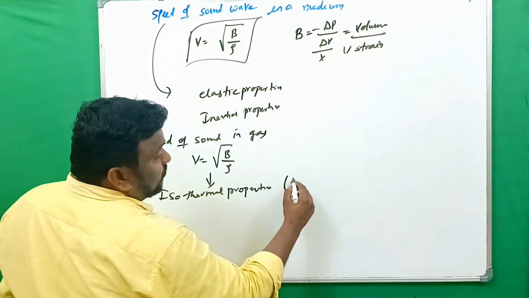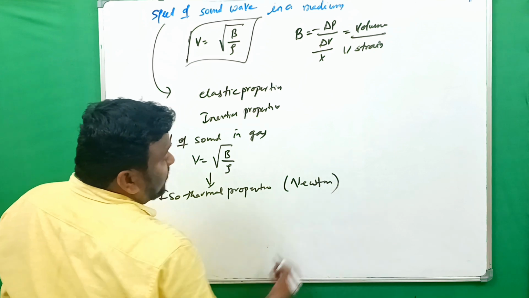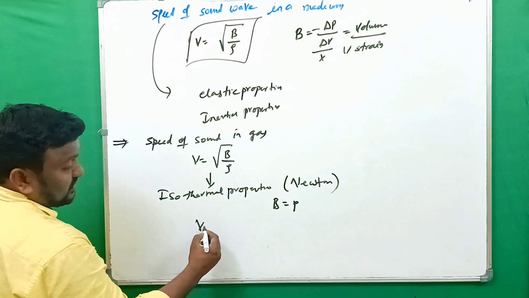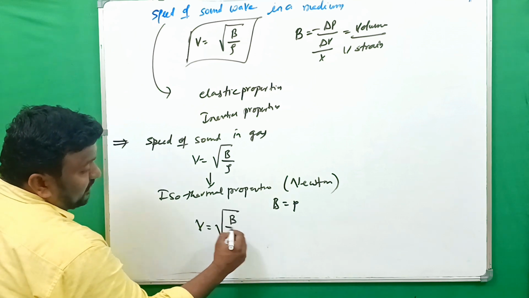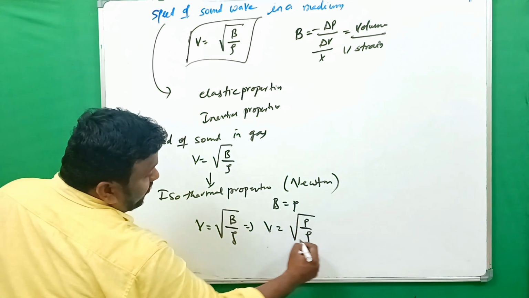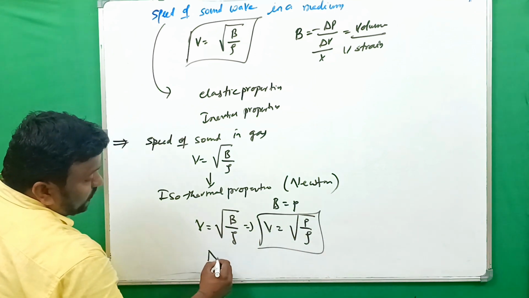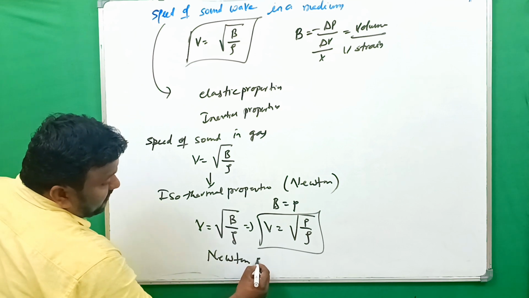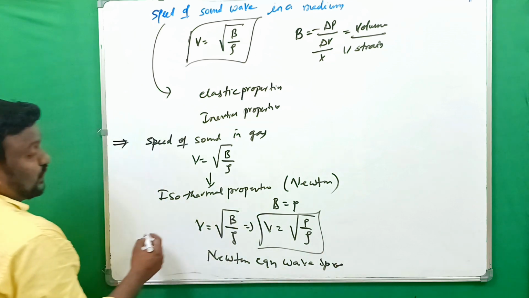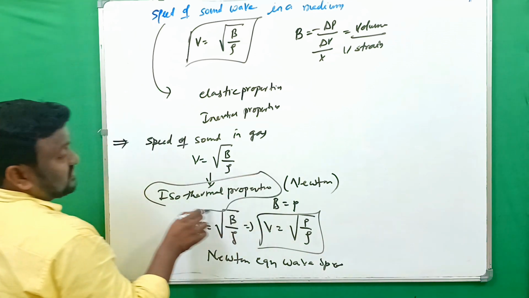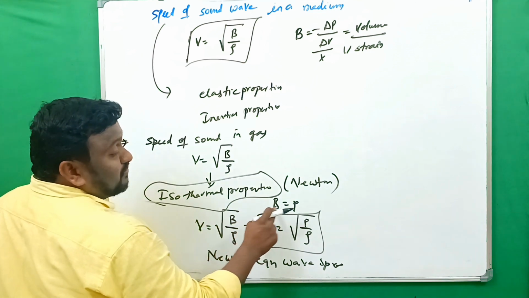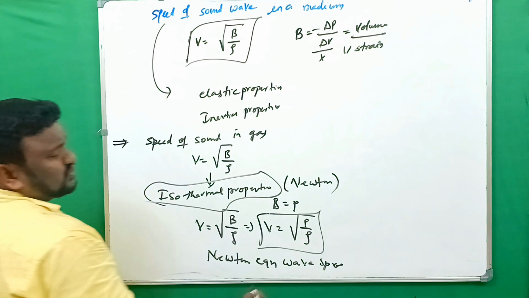Newton gave an explanation that the bulk modulus is nothing but the pressure. Therefore, v is equal to the square root of B by rho, that is, v is equal to the square root of P by rho. This is what we call Newton's equation for wave speed. In this case, Newton considered the isothermal properties, and based on that he explained that the bulk modulus is equal to the pressure. Clear?